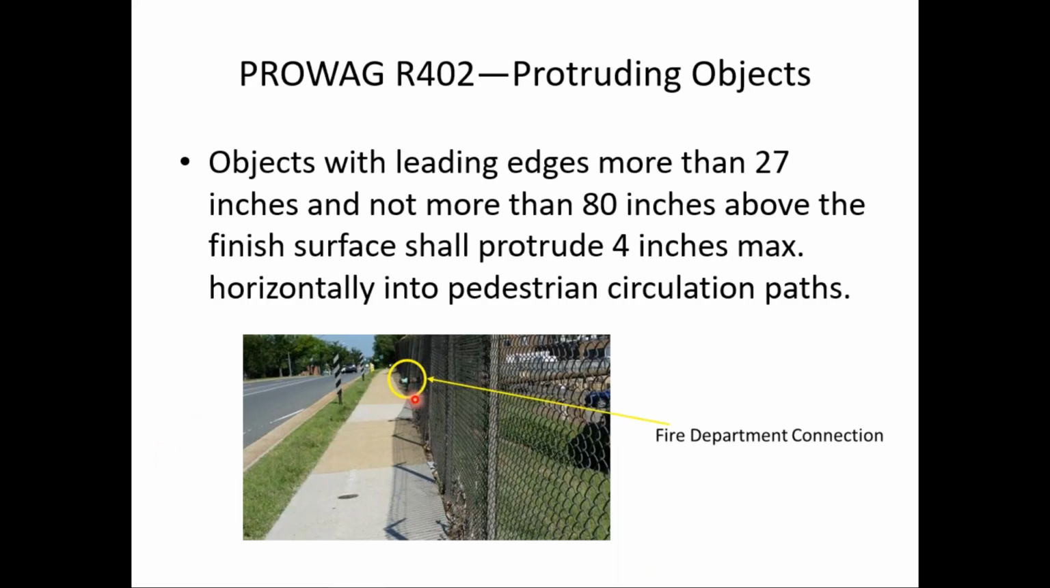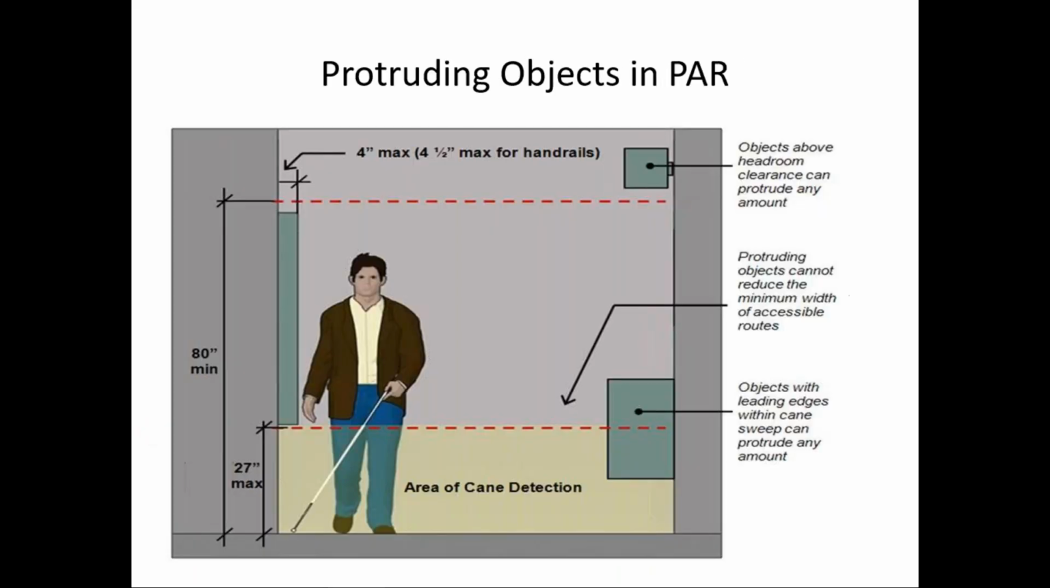Its height is above 27 inches, and that number comes from cane detection. That's called cane detection height. If something is 27 inches high or lower, it can be detected by the cane tip before the pedestrian contacts it. If it's higher than 27 inches, it won't be picked up by the cane tip, and the person will walk into it before they're aware of it. And then the upper level here, 80 inches, that's just the standard height of a door in building construction.